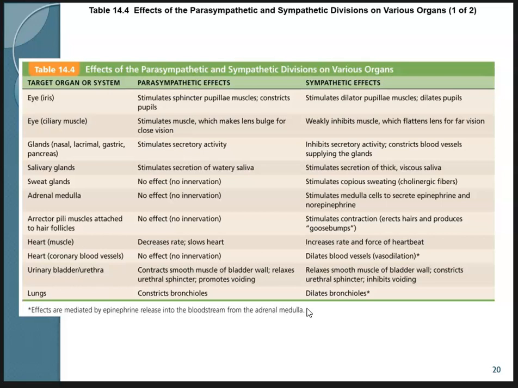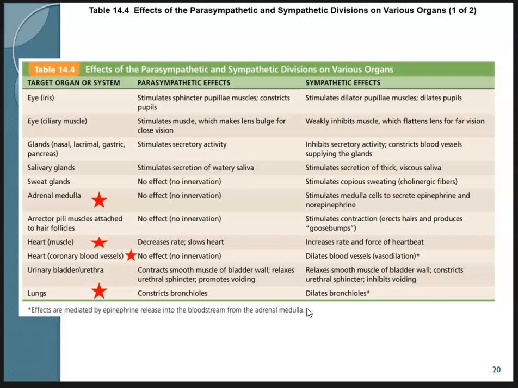Here are some effects. Again, lots of very important ones. I'm just going to highlight a few of them. Adrenal medulla: it's only stimulated by the sympathetic nervous system. It's going to release epinephrine and norepinephrine into the blood when stimulated by the sympathetic nervous system. Heart muscles: parasympathetic will decrease heart rate while sympathetic increases heart rate.